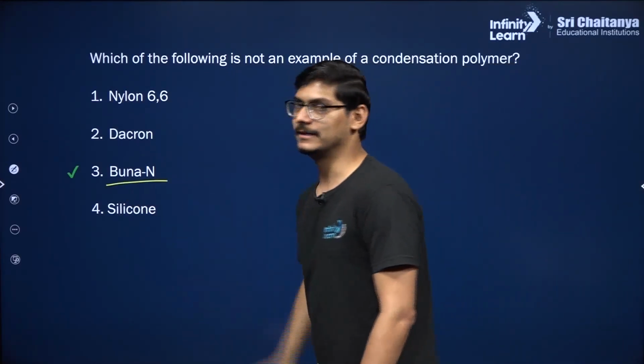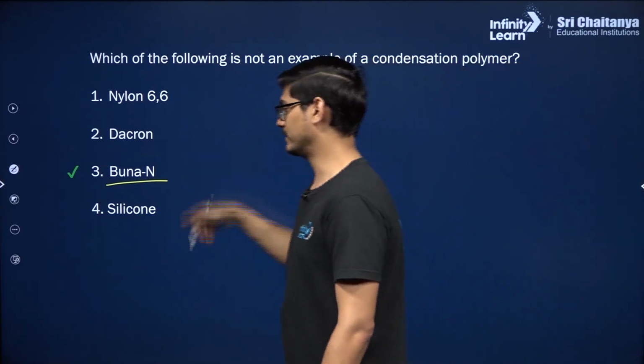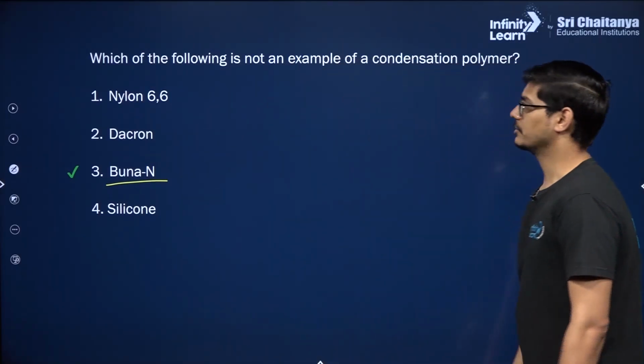Which of the following is not an example of condensation polymer? Buna N. It is an addition polymer of butadiene and acrylonitrile. Nylon 66, polyamide, Dacron, ester, silicone, of course, condensation polymers.